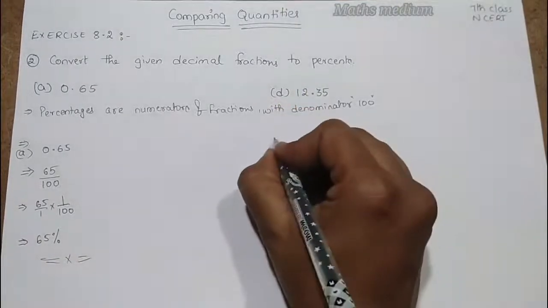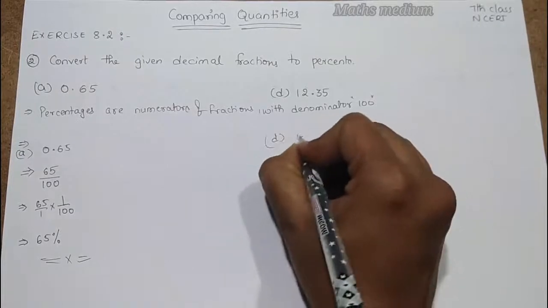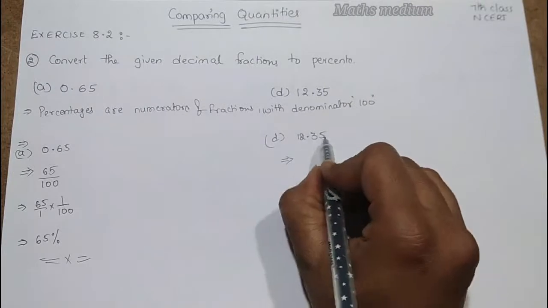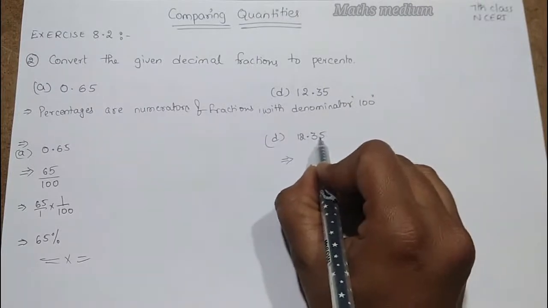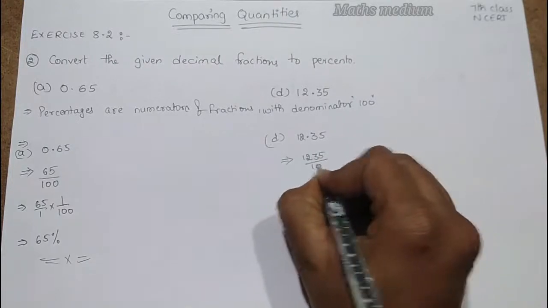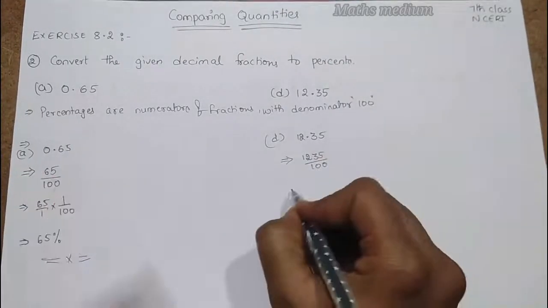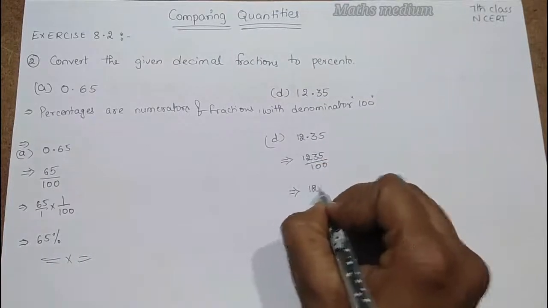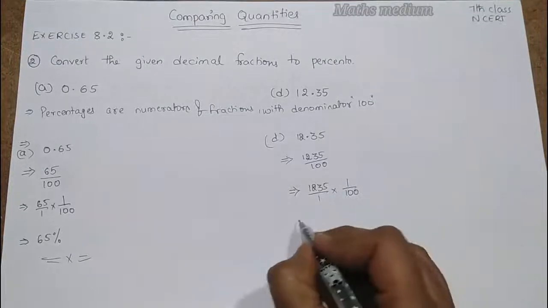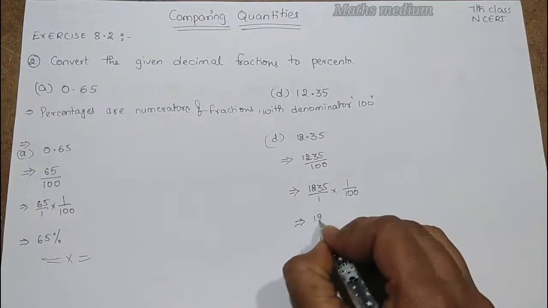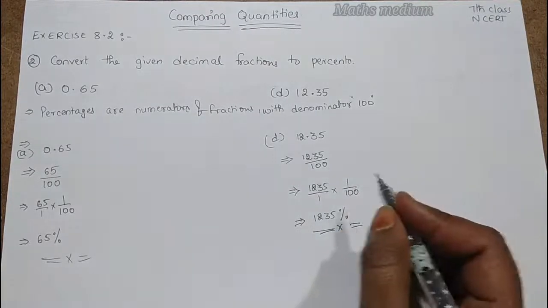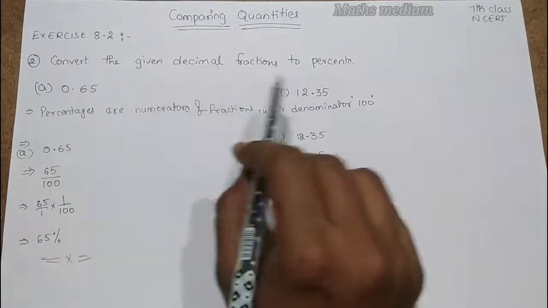Similarly, this also, take D, 12.35. Now this also after the point has two numbers. It means it is divided by 100. Similar to this one, right? So now 1235 by 1 into 1 by 100, we can write it like this. Yes. Now 1235 percentage. So this is the answer for how to convert decimal fractions to percentages.